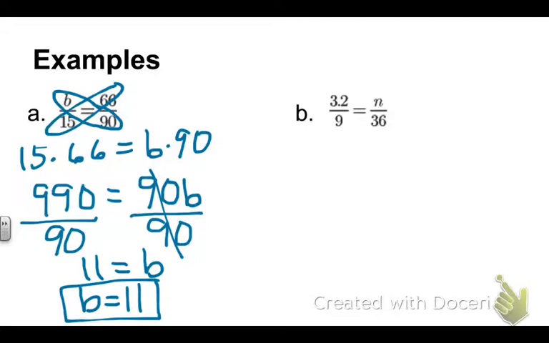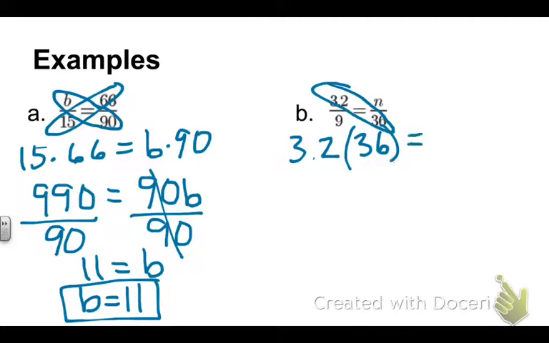All right, so same thing here. 3.2 times 36. And I'm going to start omitting that multiplication sign because it's going to get messy, especially when we've got that decimal there, times 9 times n, or 9n. So if you take 3.2 and you multiply it by 36, you're going to get 115.2.